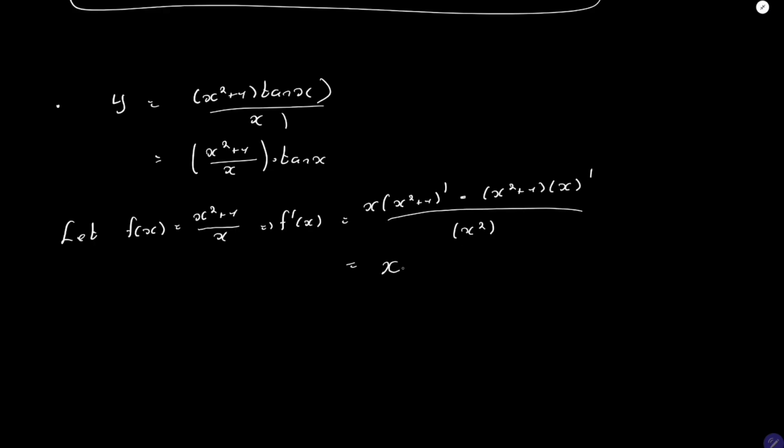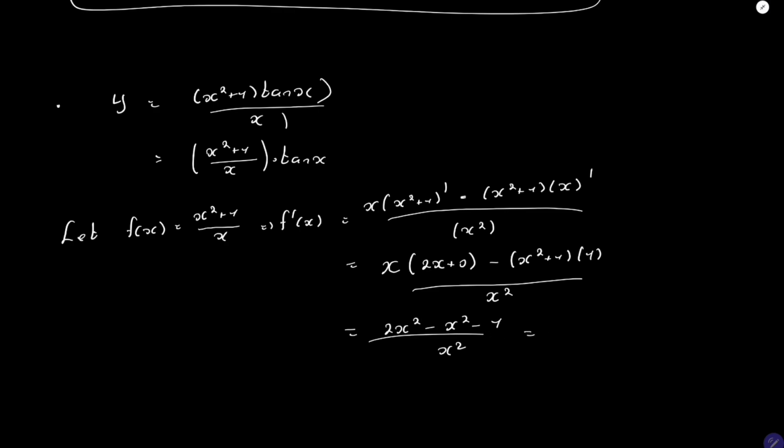This leaves us with x times the differentiation of x squared plus 1. We have 2x plus 0, minus x squared plus 1 times the differentiation of x, 1, divided by x squared, leaving us with 2x squared minus x squared minus 1 on x squared, leaving us with x squared minus 1 on x squared, which gives us 1 minus 1 on x squared.